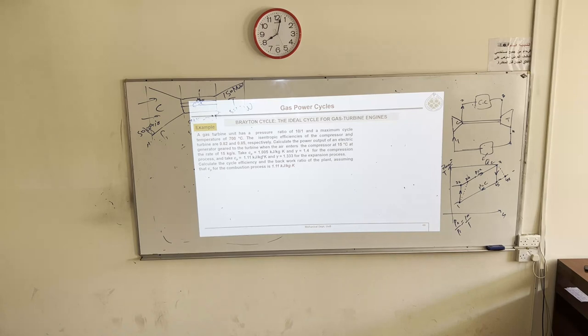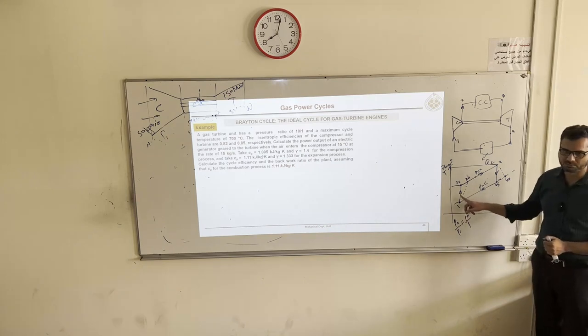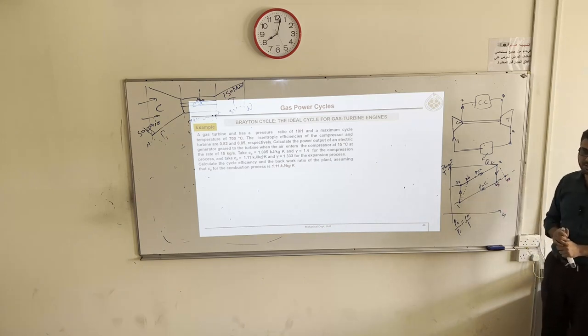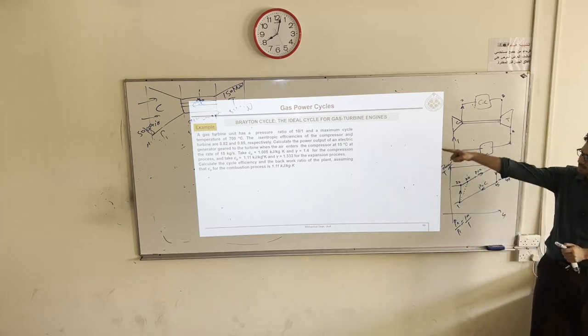Chapter 2. Everything, the whole thermo is actually being repeated. Okay. So isentropic efficiency of compressor and isentropic efficiency of turbine are given, and those are not 1. They are less than 1.